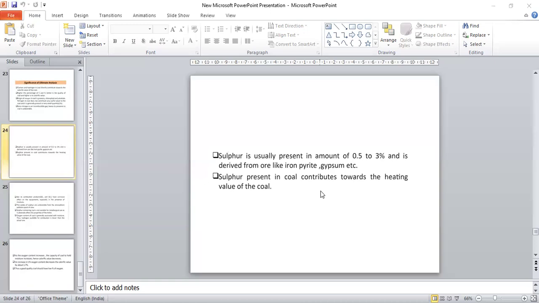And the next one is oxygen, determination of oxygen. By taking all the percentages, it should be subtracted from the 100 total amount. This is about the analysis of coal sample.